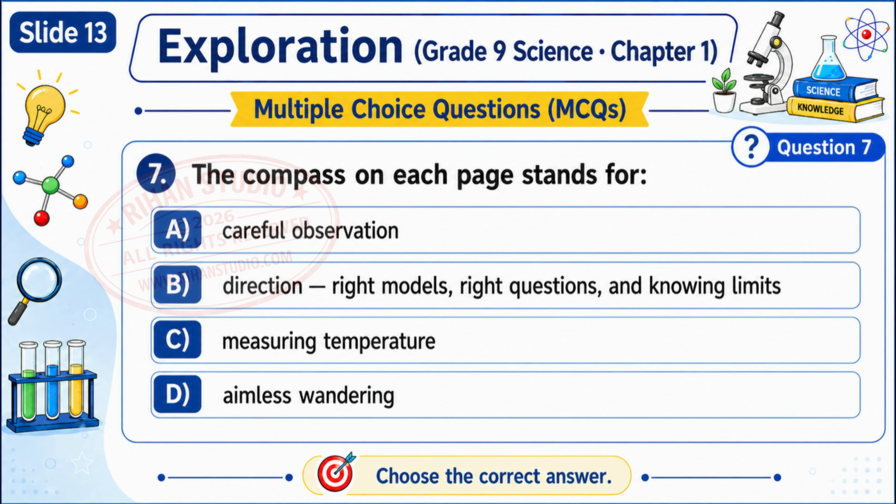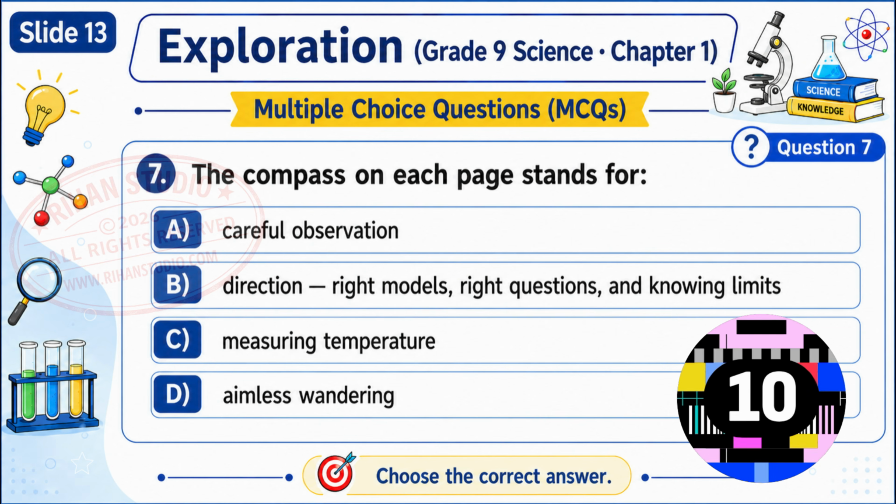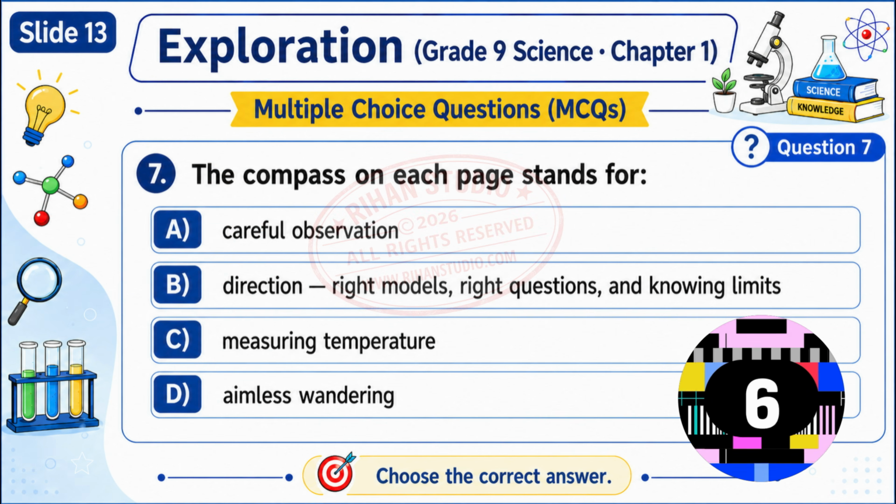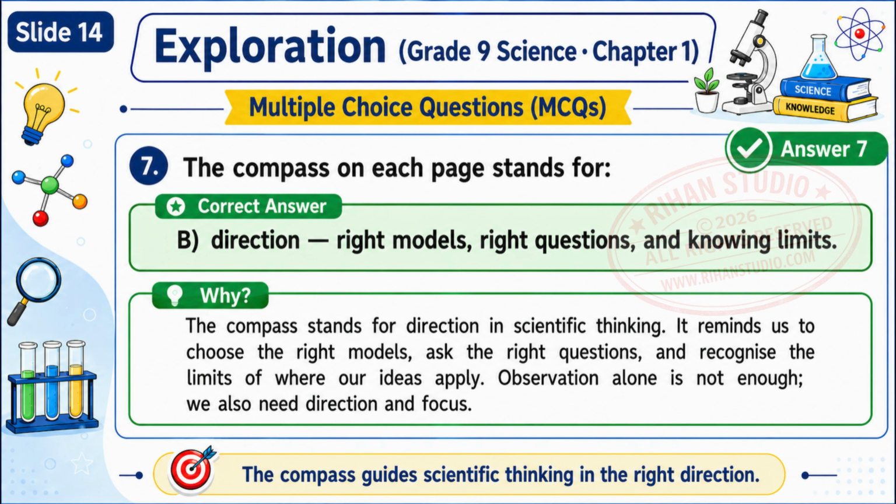7. The compass on each page stands for A. Careful observation. B. Direction, right models, right questions, and knowing limits. C. Measuring temperature. D. Aimless wandering. Answer. B. Direction, right models, right questions, and knowing limits.